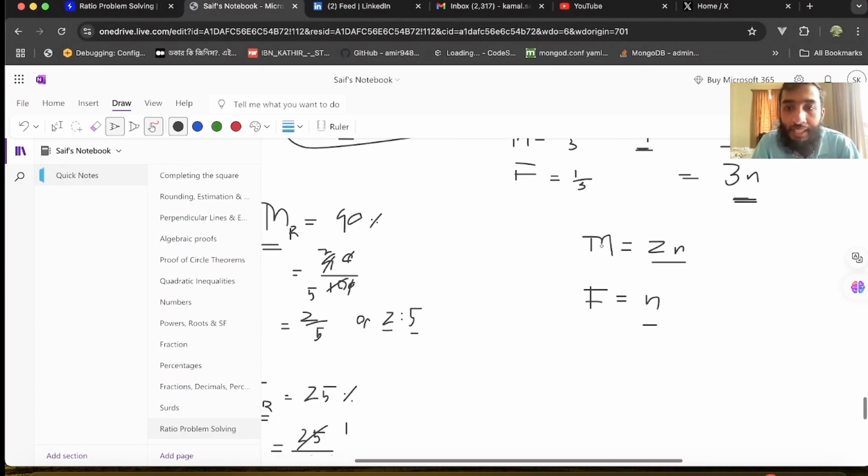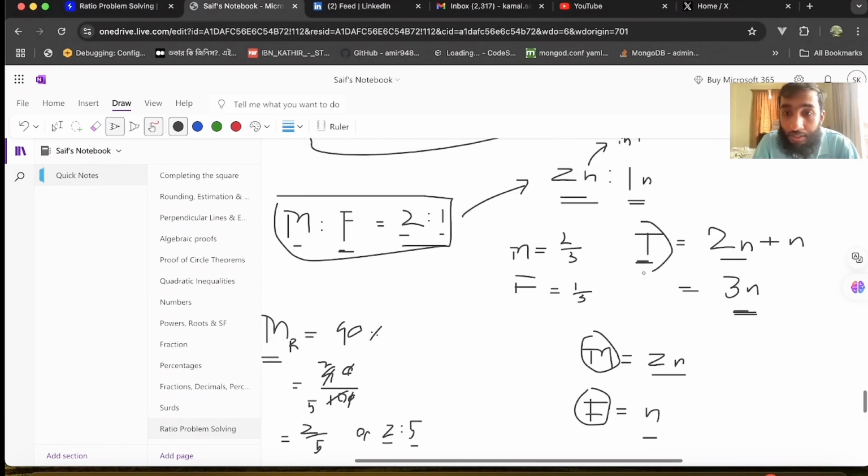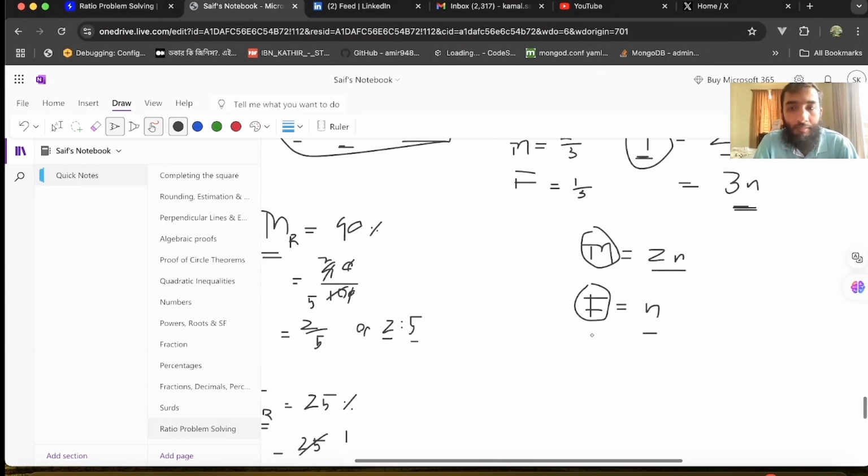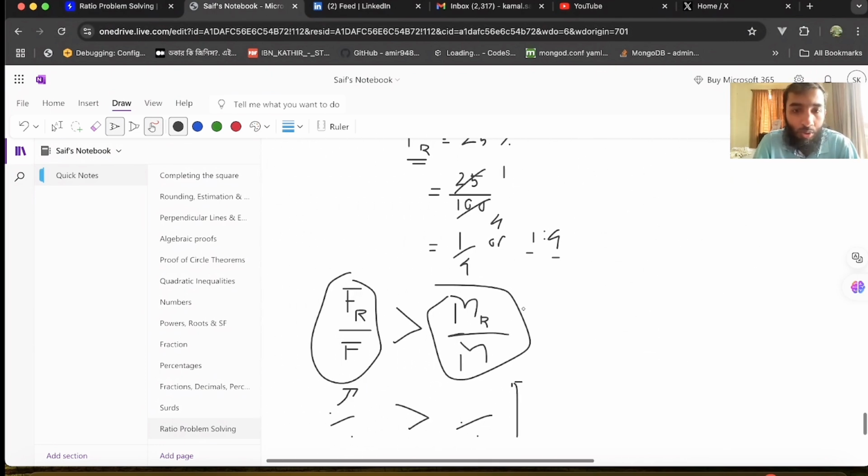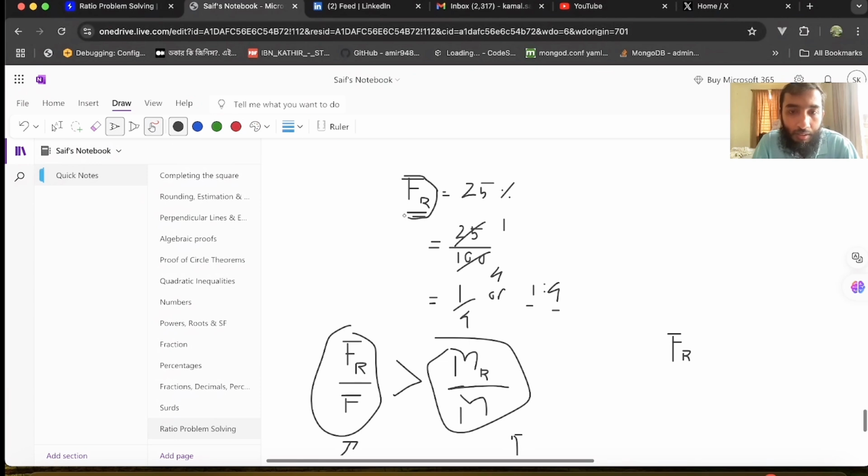So this is the entire male population, and this is the entire female population, and this is the total population, male plus female, which is thrice n. Male is twice n, female is n. So now, the number of right-handed female population.